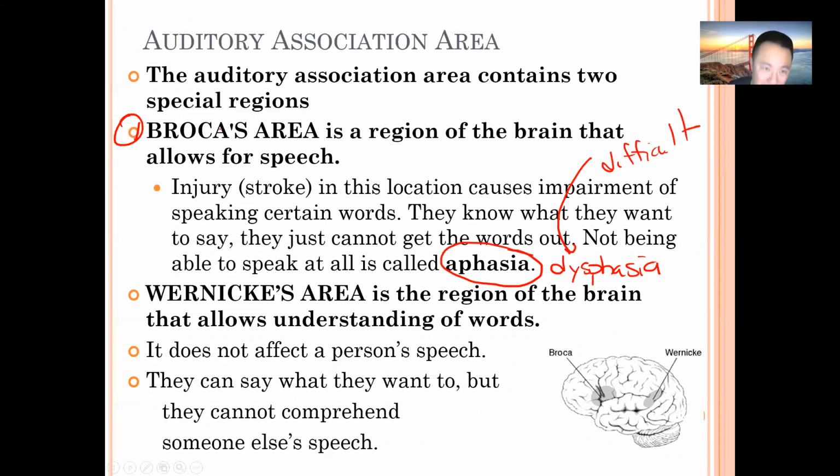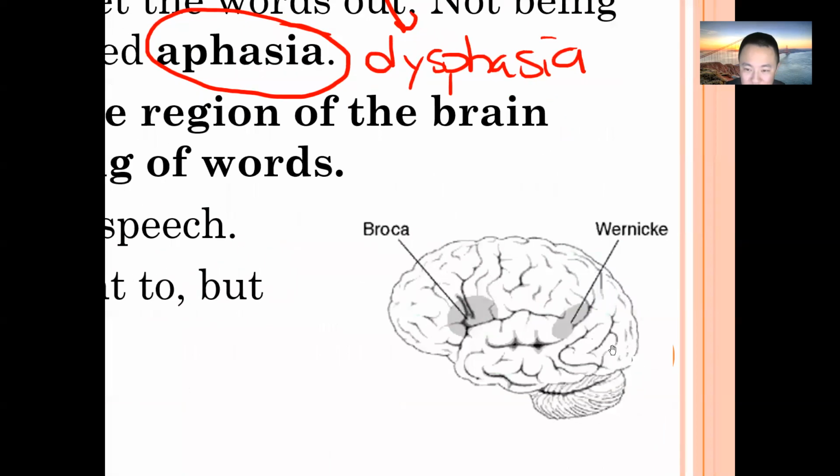Now, the second area in the auditory association area here is the Wernicke's area, and that allows for the understanding of words. The person can speak just fine. They can say what they want to say, but when someone speaks to them, they can't comprehend that. And here is the location of where the Broca's and the Wernicke's area is. Okay, we zoom in, we can see that's where it is. This is the anterior, this is the posterior portion of the brain.